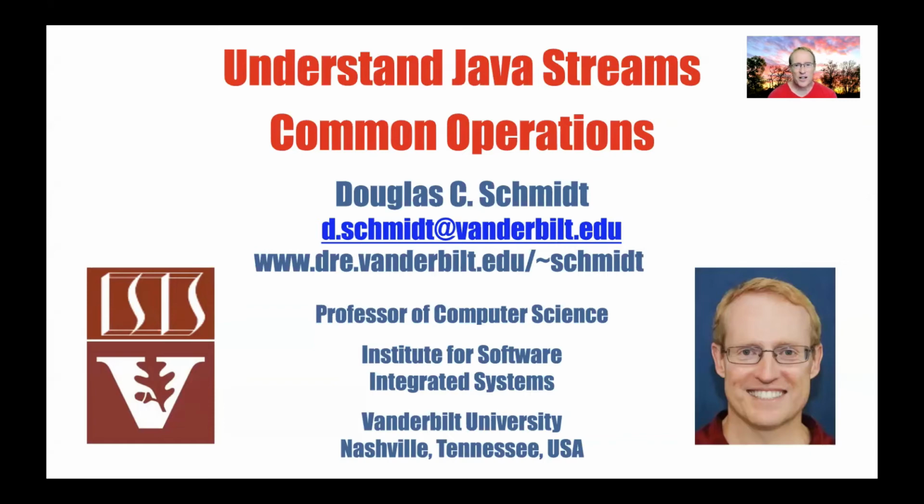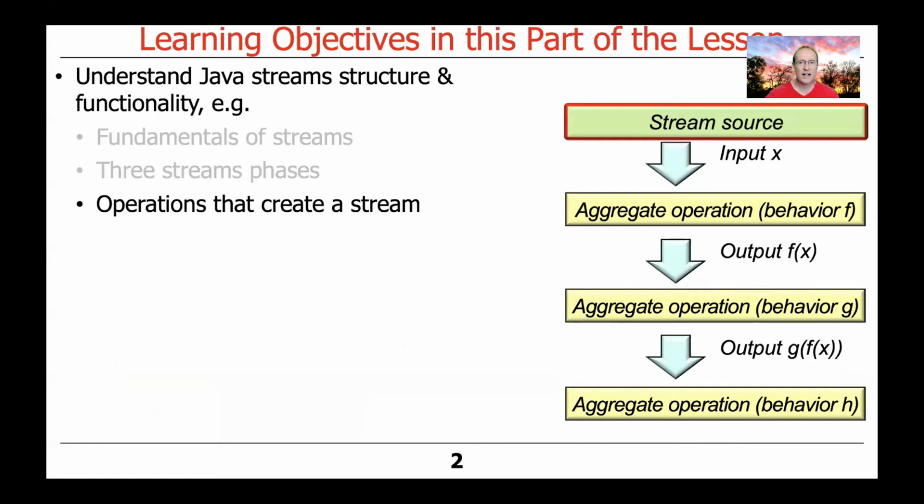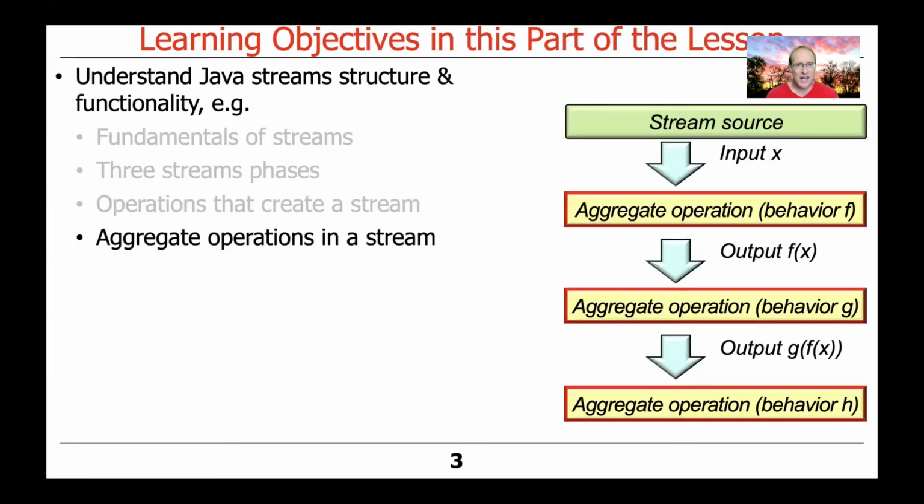So now that you've got a chance to understand the streams model at a high level, let's start talking about some of the common streams operations that you're likely to encounter in practice. And some of these operations, which we'll talk about first, are ones that create a stream, so they're essentially factory methods. And then we'll also talk about some of the common aggregate operations you'll find in a stream.